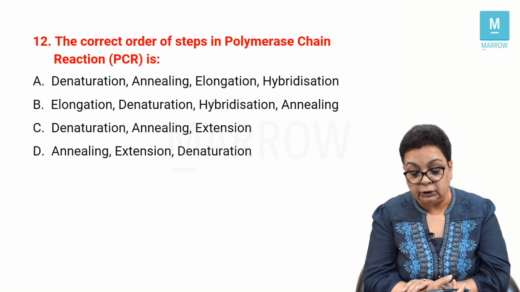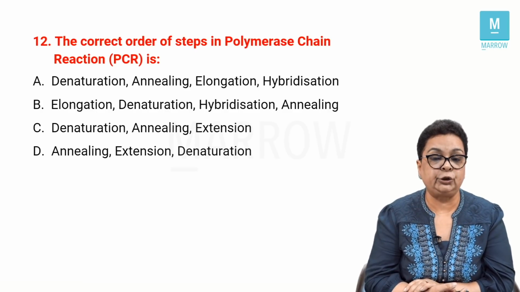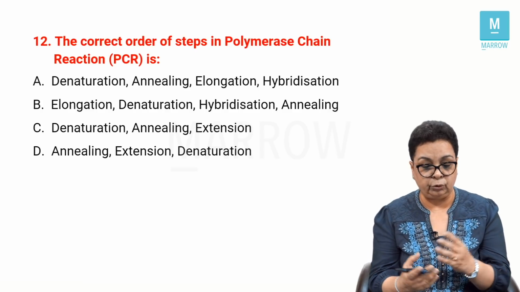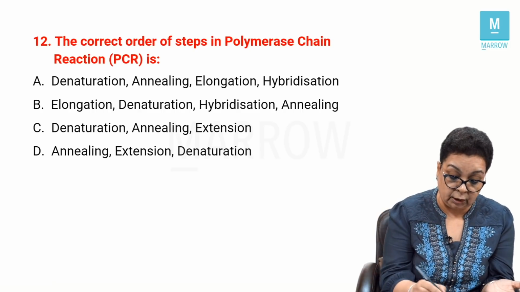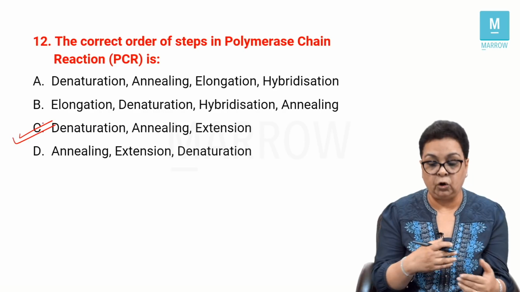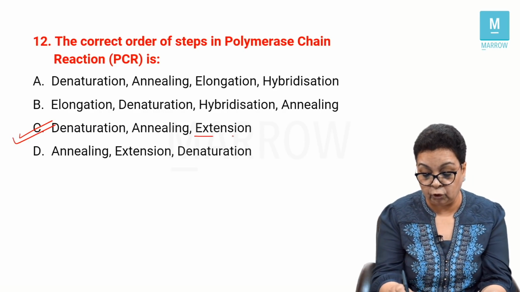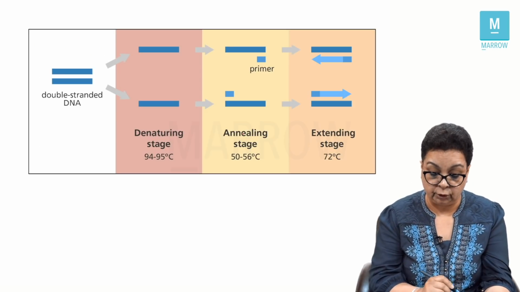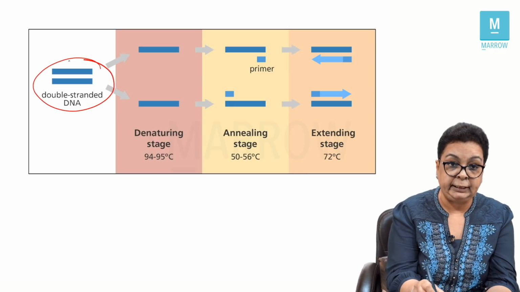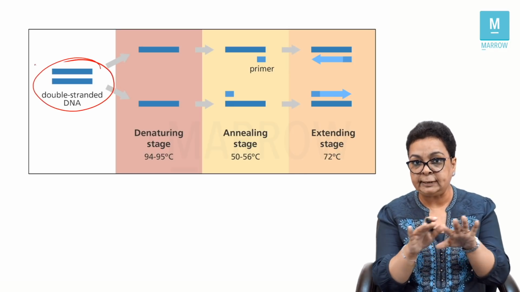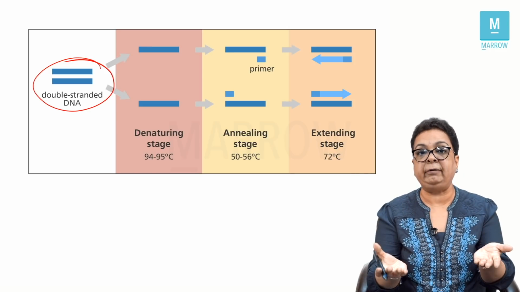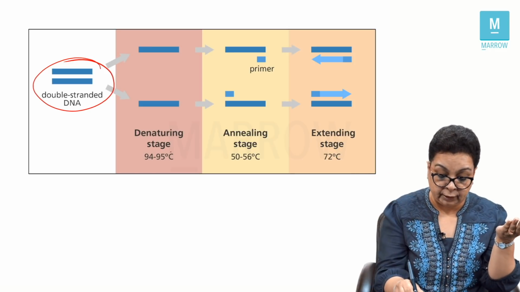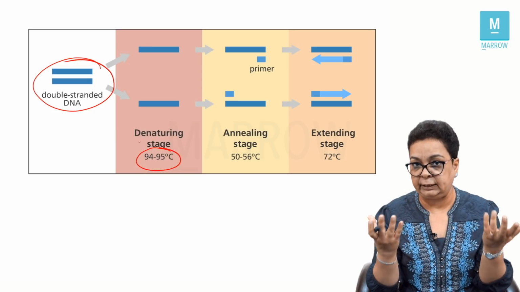The correct order of steps in PCR reaction are which of the following? If you don't know this, it is very, very sad. So the steps are denaturation, followed by annealing, followed by extension. Okay, so the template DNA, double-stranded DNA, first it is denatured. The two strands are separated from each other by raising the temperature to somewhere around 94 to 95 degrees Celsius.